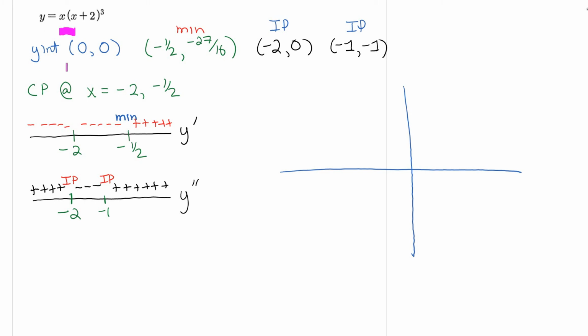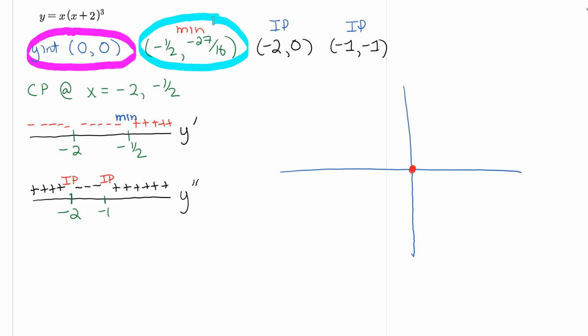Step number 1 is I would graph the y-intercept, which is at the point 0, 0. After that, I would graph this minimum point, which is -1/2 and -27/16. So maybe -1/2 is right here, and -27/16 could be down there. And then I have an inflection point at -2, 0. So -2, 0 maybe is over there. And finally, there's also an inflection point at the point -1, -1.